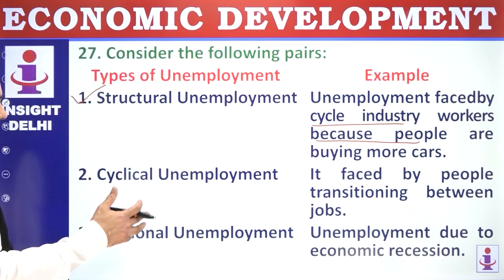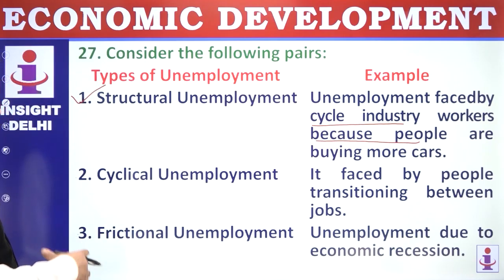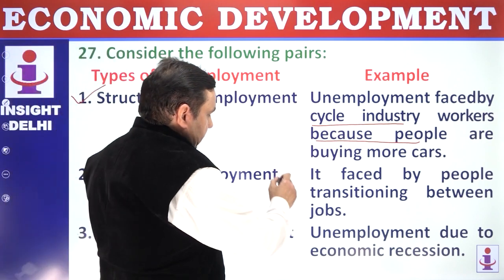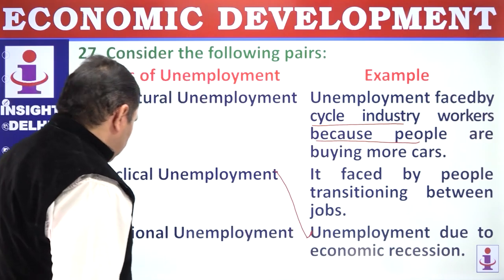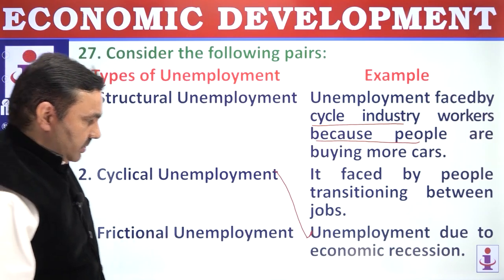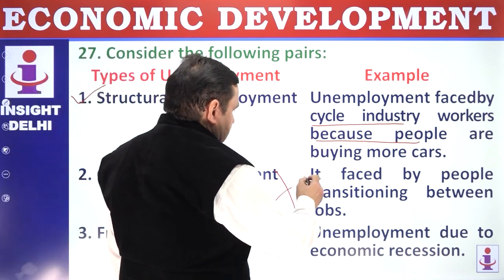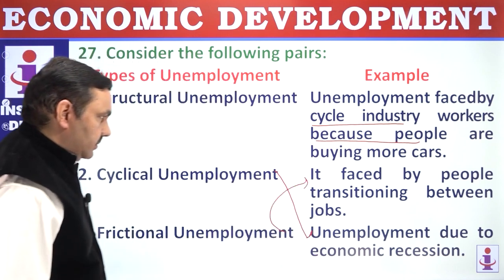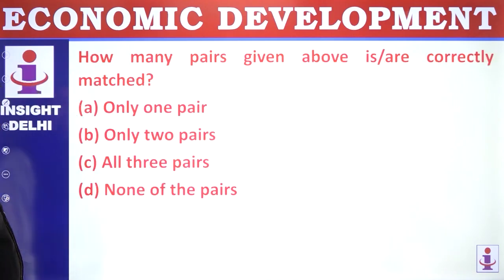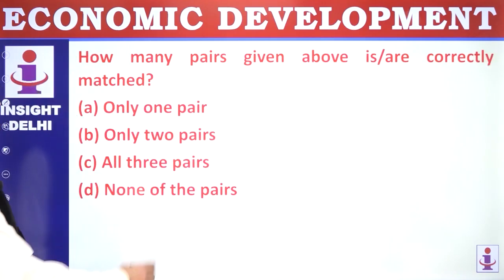Cyclical. This is, say, in agriculture because it changes in season because of cycles of ups and downs. Economic recession is a part of the cycle. Frictional, when people want to change job, but they can't change job easily. That is known as frictional unemployment. So 2 and 3 are wrong. 1 is correct. How many are correctly matched? Only one pair.